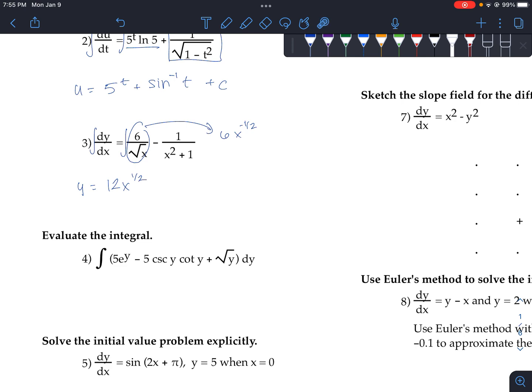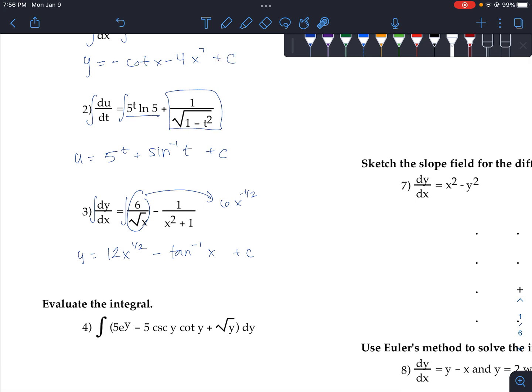And then, again, this one might look a little complicated. This expression is just the derivative of tangent inverse, so minus tangent inverse of x plus c. And yes, I will be making sure that you have plus c for anything that needs it.